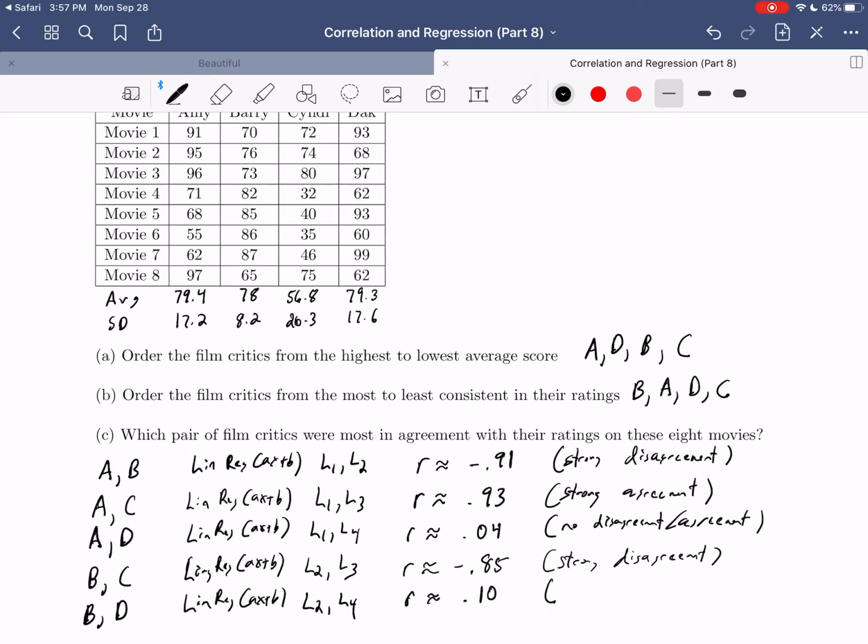Again, a little bit more of an agreement than we had between Amy and Dak, but certainly still no real agreement. So no disagreement or agreement.